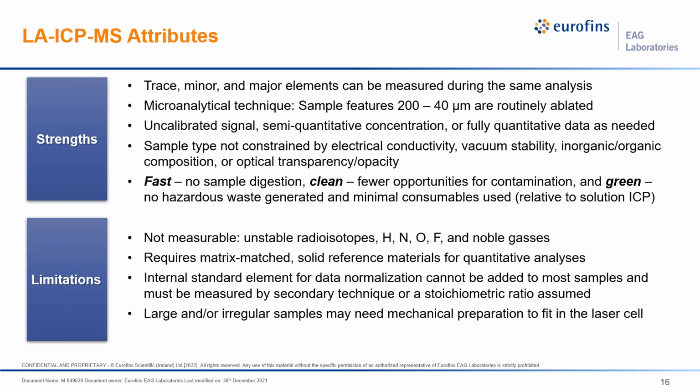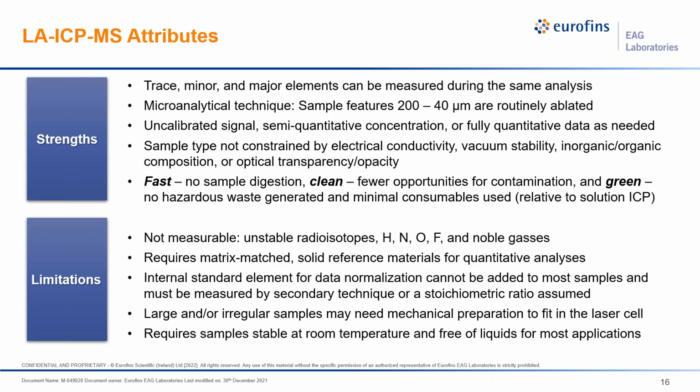So now, just to wrap up this slide, some other limitations. Large and/or irregular samples may need mechanical preparation, so cutting, embedding in epoxy, and polishing are needed in order to fit in the ablation cell and present a relatively flat surface to the laser. And lastly, samples do need to be stable at room temperature and free of liquid for most applications. There are some exotic examples like cryogenically chilled laser ablation cells, but those are mostly found in university and biomedical laboratories.